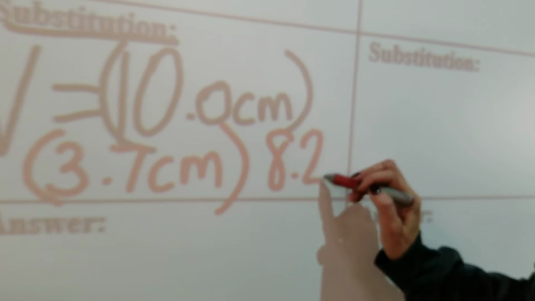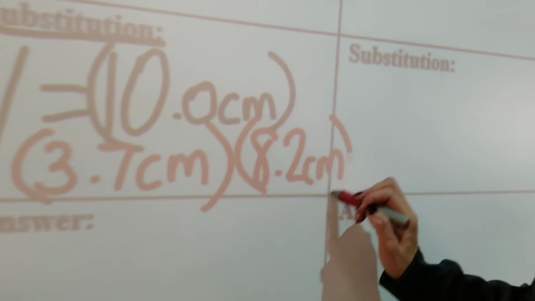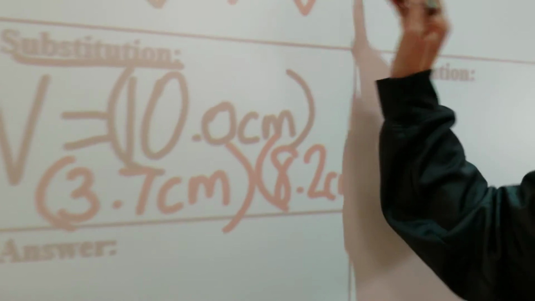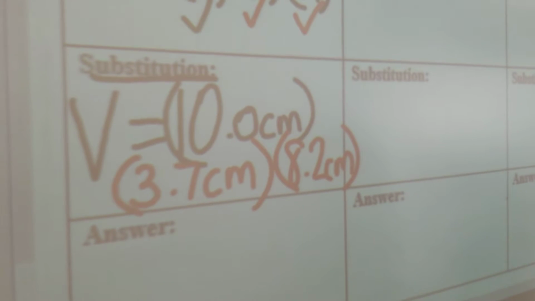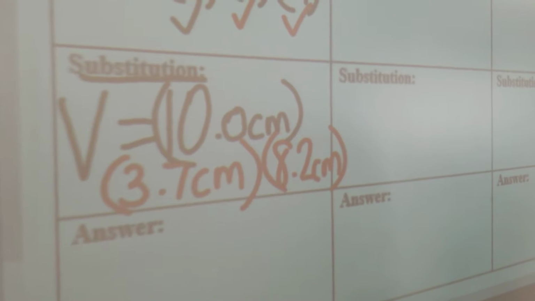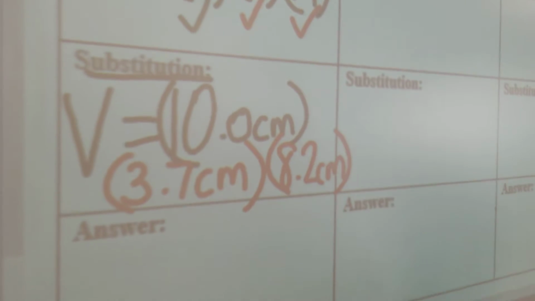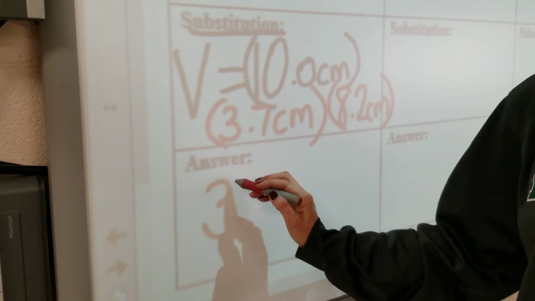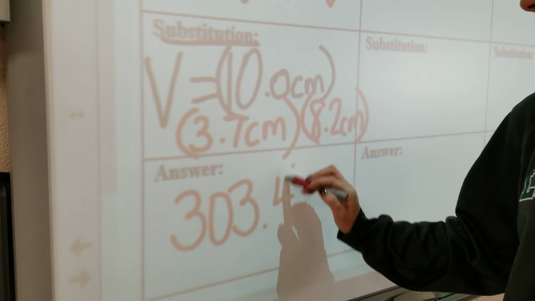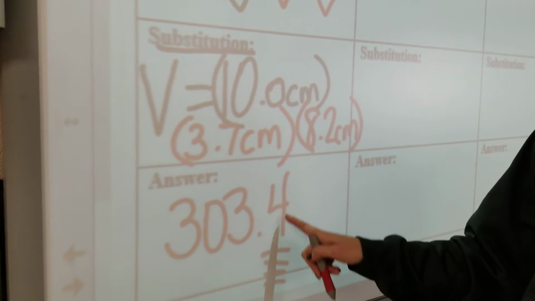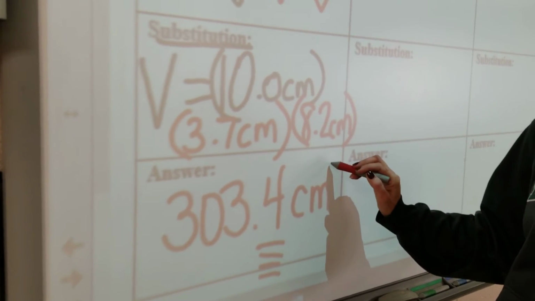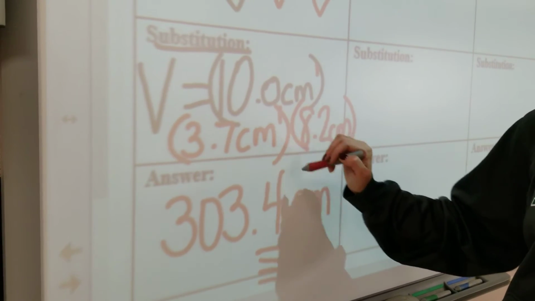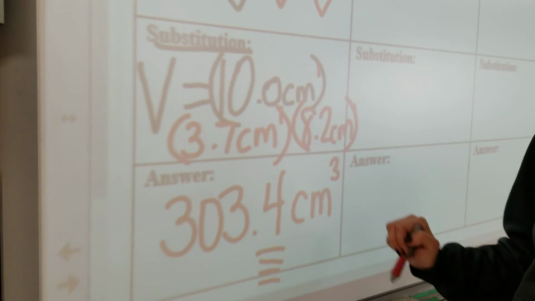I have these three numbers here. What do I want to do to these three numbers? I measured the height. I want to multiply them. So 10 times 3.7 times 8.2. 10 times 3.7 times 8.2 is equal to 303 and 4/10. I can stop here. There's no other number behind it. This is rounded to the tenth spot. I must place my unit. Centimeter times centimeter times centimeter is centimeters cubed.